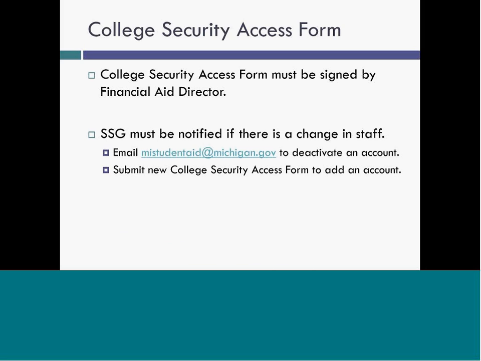If a MiSSG user is no longer employed with your office, please make sure that you are emailing our office in order for us to deactivate the account. If you'd like to add a new employee or make any changes to the access level of a current user, please make sure that you complete, sign, and submit an updated college security access form.